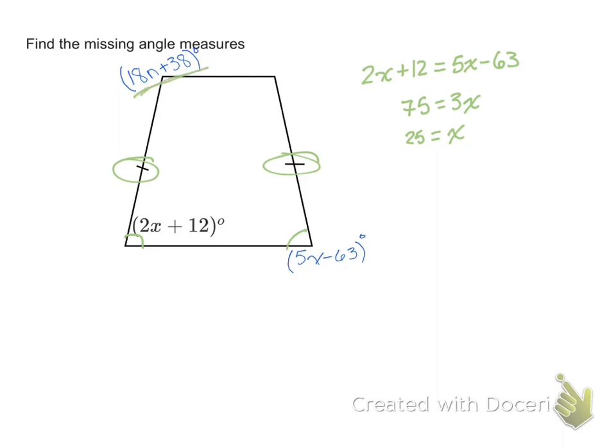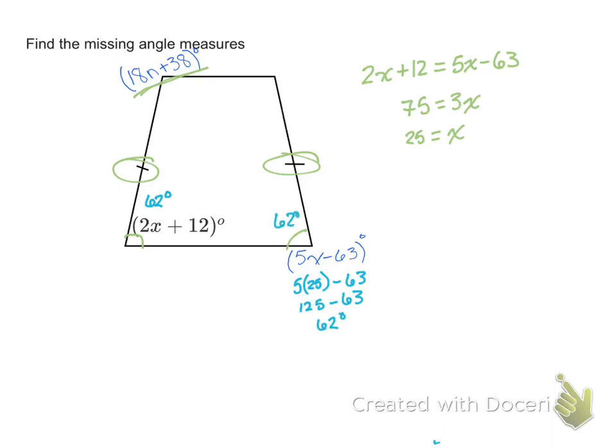So we're going to have to plug in 25 for our x's here. We plug it into the left side. 25 times 2 is 50 plus 12 is 62 degrees. And let's check and make sure that these two are congruent. 5 times 25 is 125. Minus 63. 125 minus 63 is 62 degrees. So these are both 62 degrees.